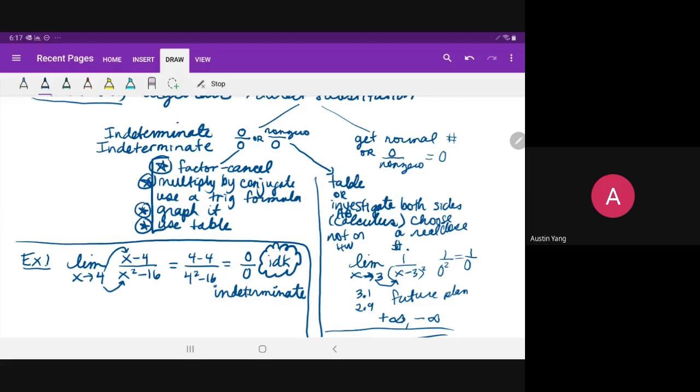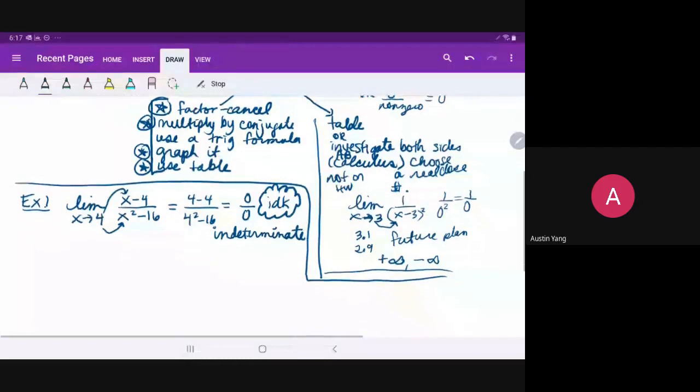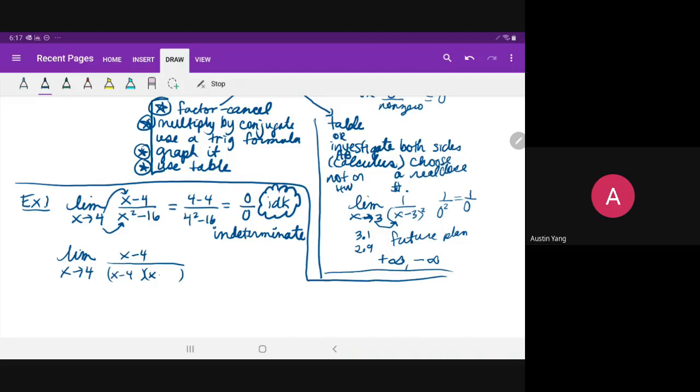So I'm going to show you how to do it, and then I'm going to show you why 0 over 0 is indeterminate. Okay? So what you do is kind of friendly. Usually, I try to factor. So x minus 4, and then the bottom factors, x minus 4, x plus 4, difference of squares. Those cancel, and I get 1 over x plus 4. Limit as x approaches 4.